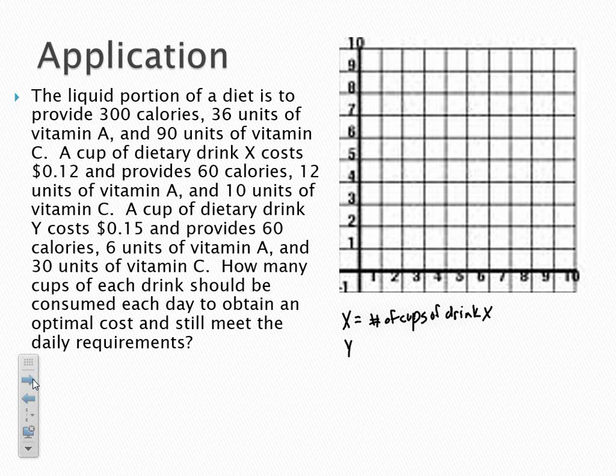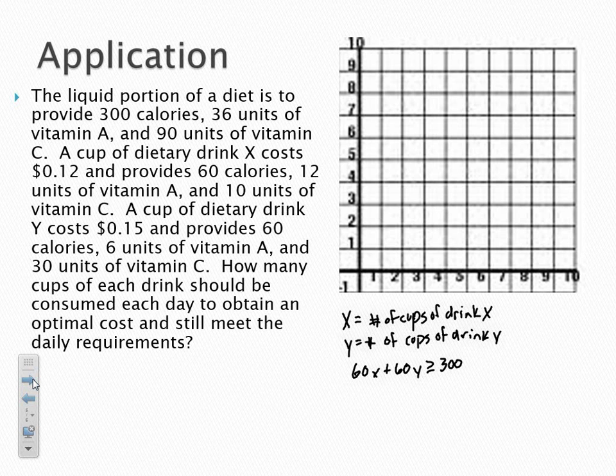And y was representing the number of cups of drink Y. All right? And then we wrote 5 inequalities yesterday. We said that 60x plus 60y is greater than or equal to 300. And this was representing our calorie information.